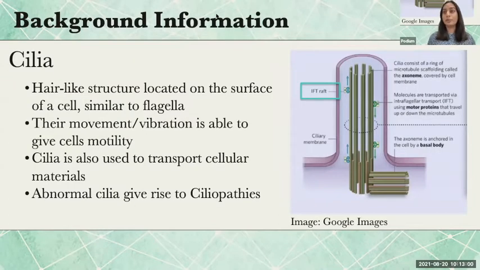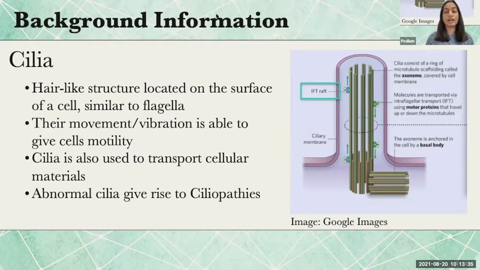Now I'll be talking a little bit about what cilia is. Cilia are hair-like organelles located all over the surface of a cell, and they're similar to the organelle called the flagella. And cilia has two main functions. Number one is that their movement and vibration is able to give cells motility. And number two, it is also used to transport cellular materials. And if there are any abnormalities in cilia, this can give rise to an array of disorders that are characterized as ciliopathies.